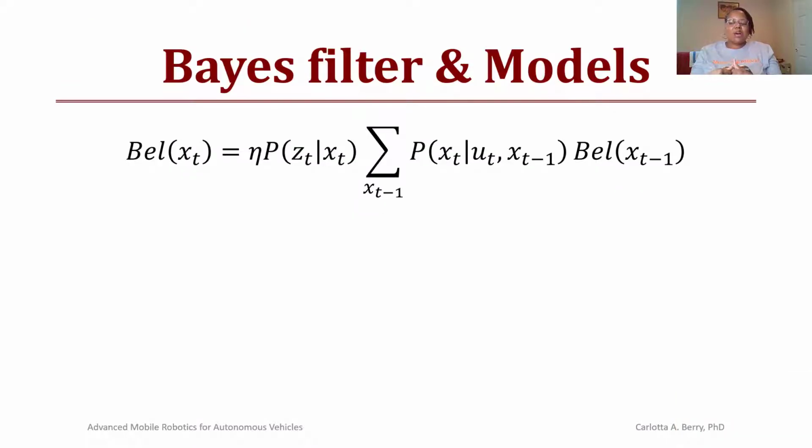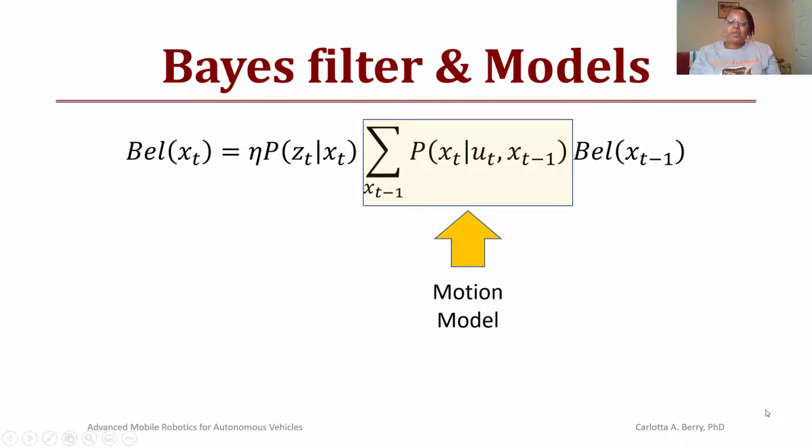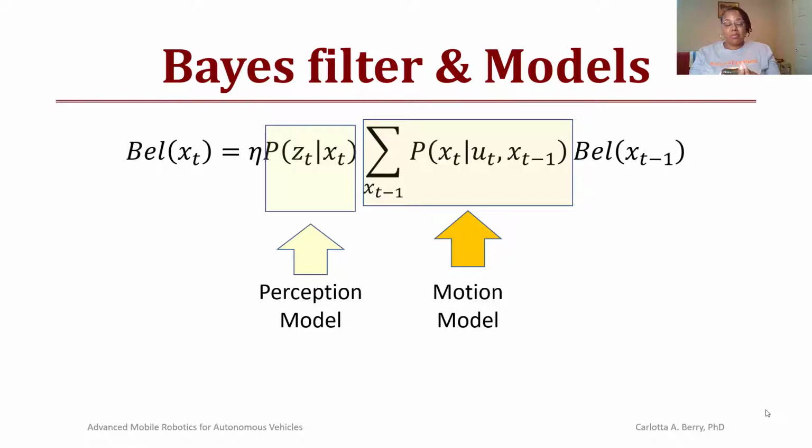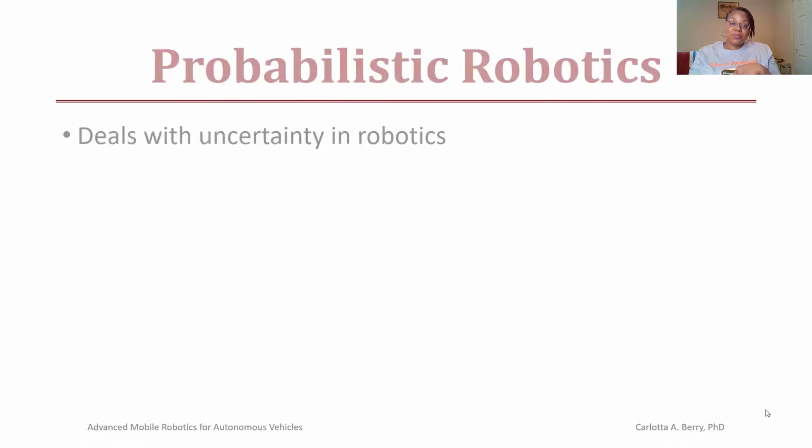So first, let's recall that Bayes' filters and models were about finding the belief in a robot state, and it was made of 2 parts. One of the parts was the motion model, which was covered in last week's lecture, and the other part is the perception model, or the sensor model, which will be covered in this week's lecture.